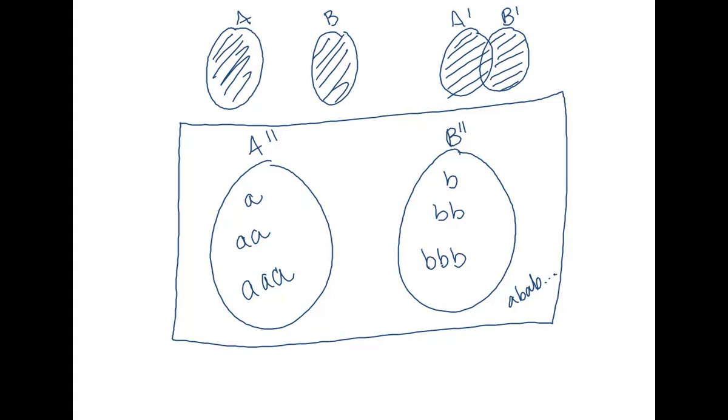Okay, so then what is A double prime union B double prime? It's going to be everything that's in A double prime and everything that's in B double prime. So A, AA, AAA, B, BB, BBB. Okay, so this is the language A double prime union B double prime. Okay, let's look at another example. Let's look at an infinite language example.